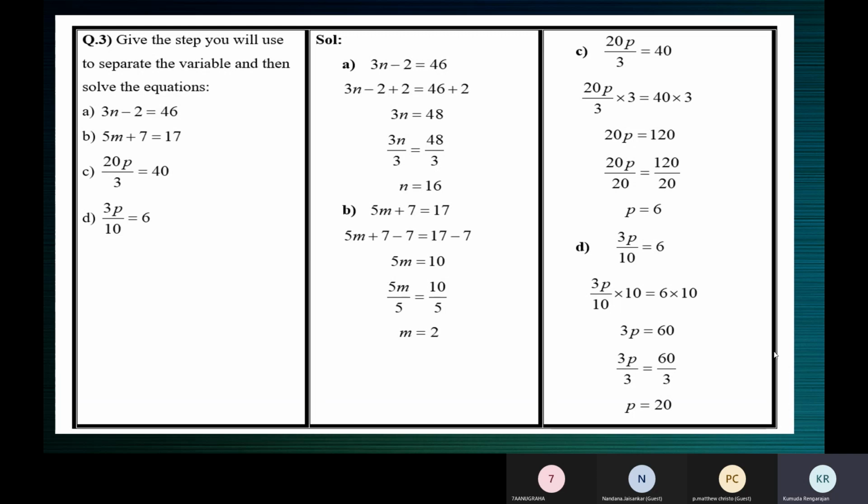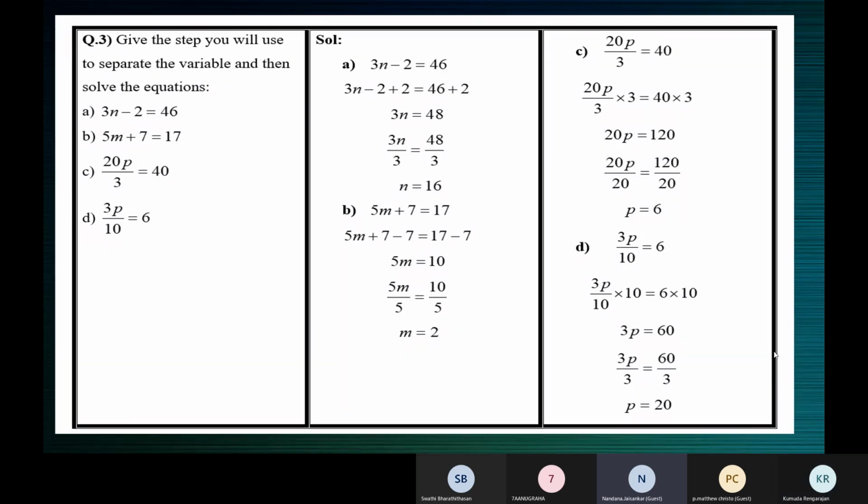Next one. Shall I answer, ma'am? Yes. Ma'am, first is 20p by 3 is equal to 40, ma'am. First you should remove 20 from p, and 3, ma'am.